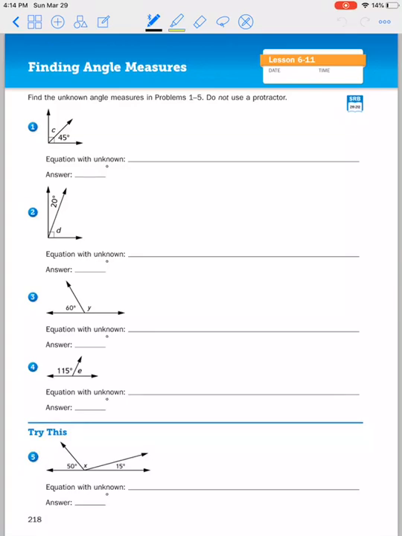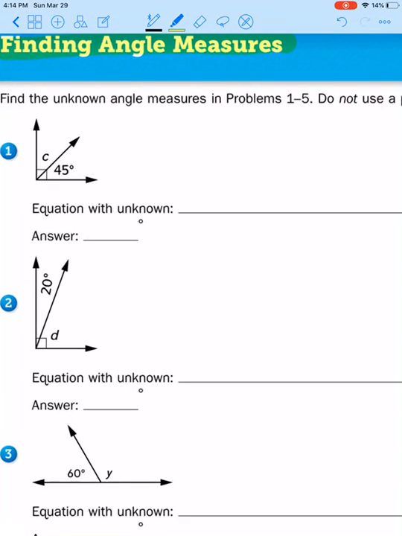Everybody should be on Math Journal page 218, and on the top it should say Finding Angle Measures. Okay, so the directions say find the unknown angle measure in problems 1 through 5. Do not use a protractor. So let's only look at number 1, and I'm going to make it a little bit bigger.